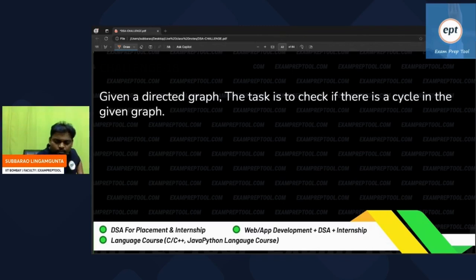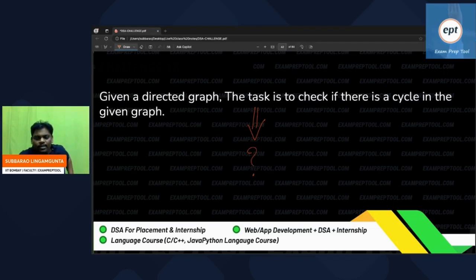Now this is very simple. Many people know this also. One directed graph is given. The task is to check whether a given directed graph contains a cycle or not. It is a very well-known problem. Because it is very important, I thought of covering this one. Please plan. What is the answer for this?